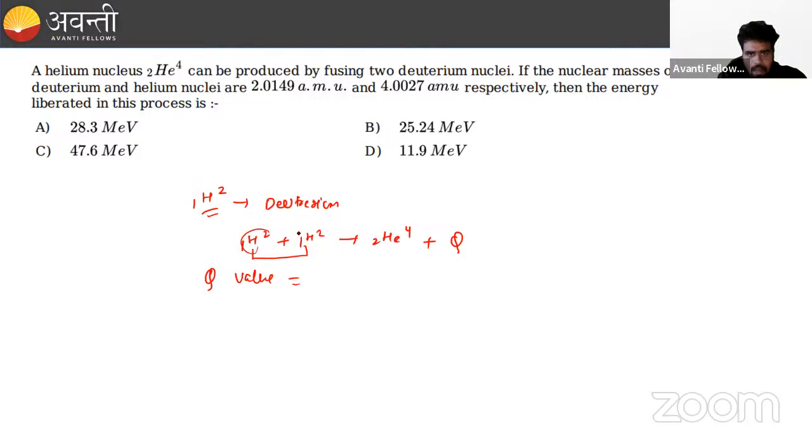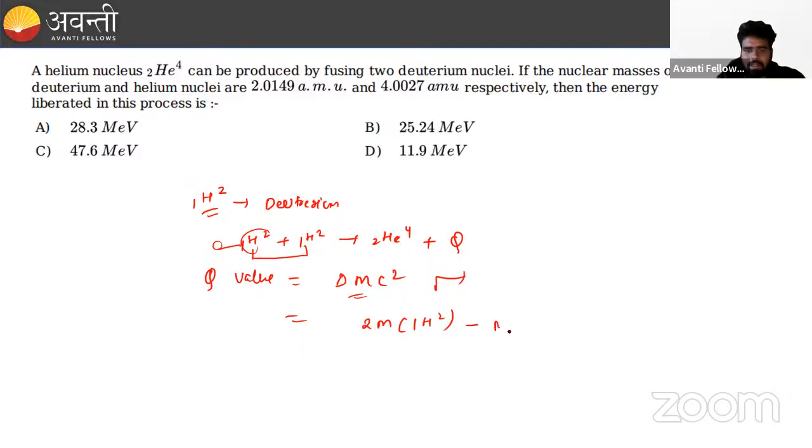So we can say that these are the identical atoms. This is nothing but the energy released, which can always be written as delta M c square. That is the Einstein equation we noted. And what is the value of delta M here? If we consider the mass of 1H2 as M, this will become 2M, that is 2 times the mass of the deuterium atom, minus the mass of this atom.